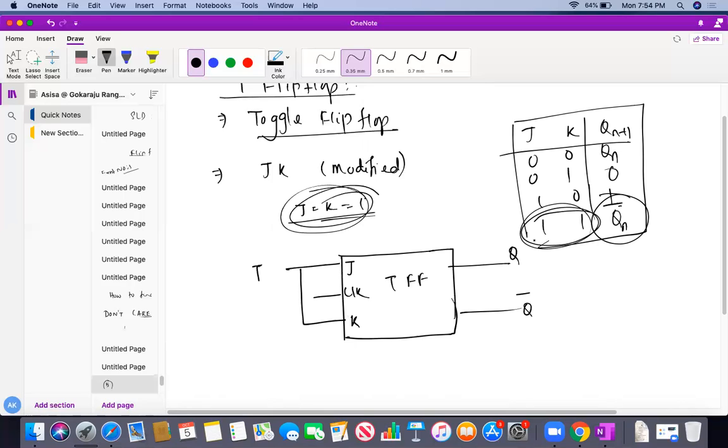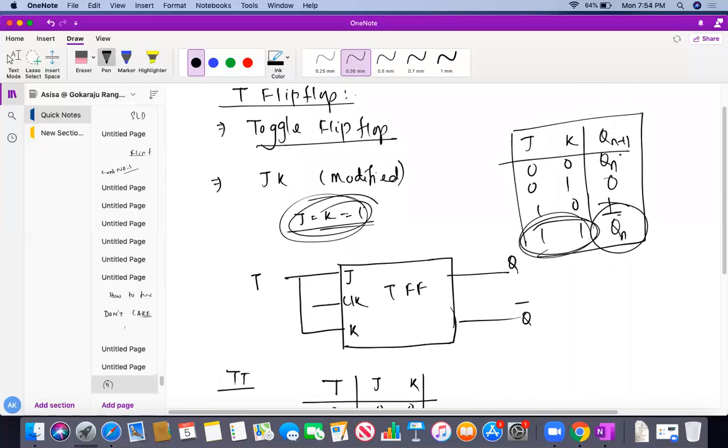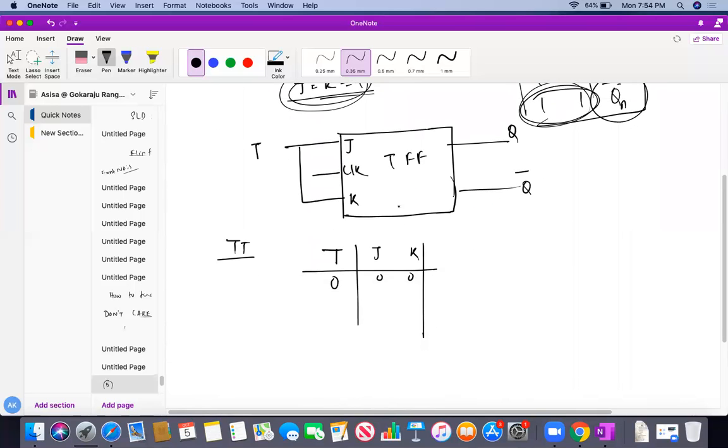So what is my truth table over here? The truth table is nothing else but T. If T is 0, what am I getting here? T is 0 means J is 0, K is 0. Am I correct, students? If J is 0, K is 0, what is my Qn plus 1? Qn plus 1 is Qn. So my next state is nothing else but my previous state, Qn.